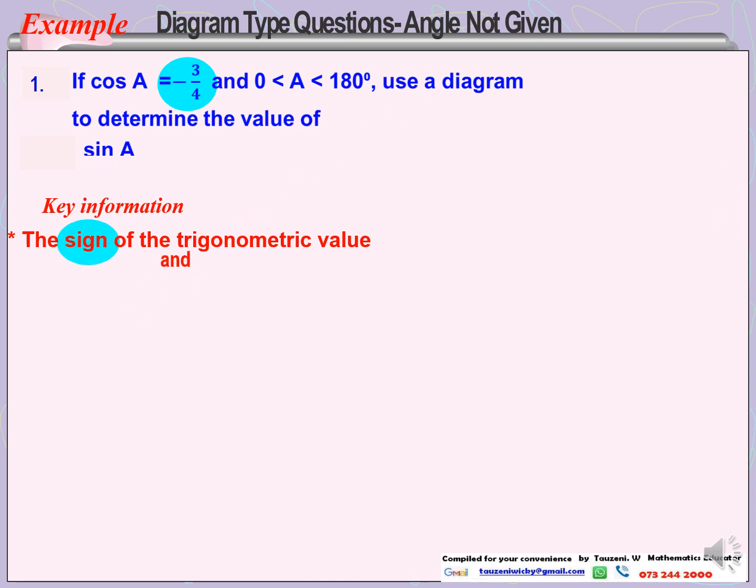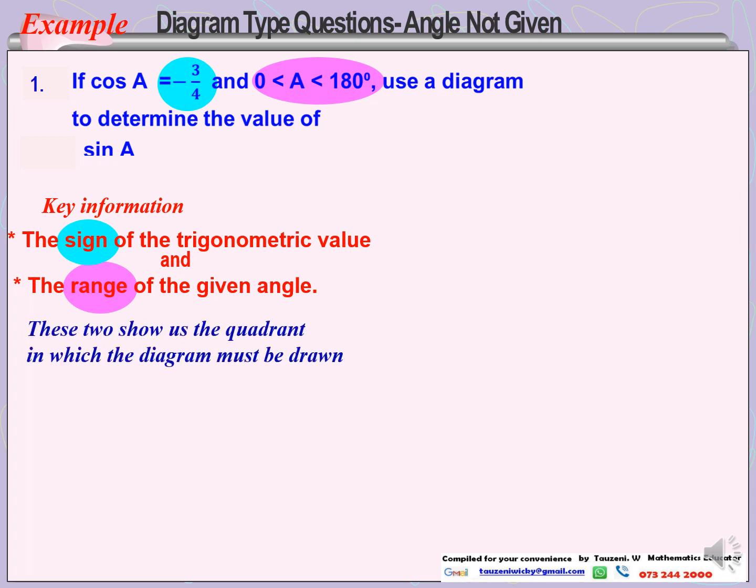Then the next thing that we need is the range of the angle. Since we are not given the numerical value of the angle, we don't know how big the angle is. Is it 5 degrees? Is it 100 degrees? We don't know. So the question will give you a range from a certain number up to a certain number. In this case, the angle is between 0 and 180 degrees. These two pieces of information, the range and the sign of the trigonometric expression given, show us the quadrant in which the diagram must be drawn.